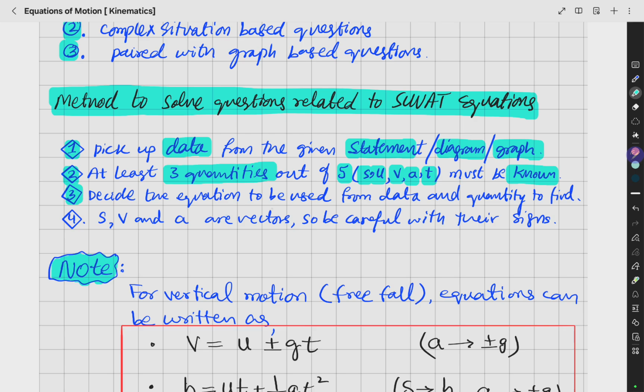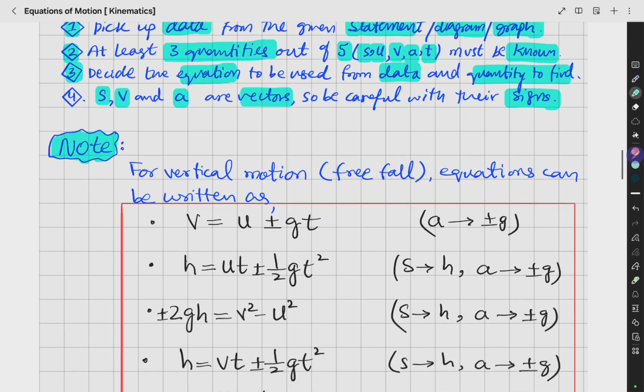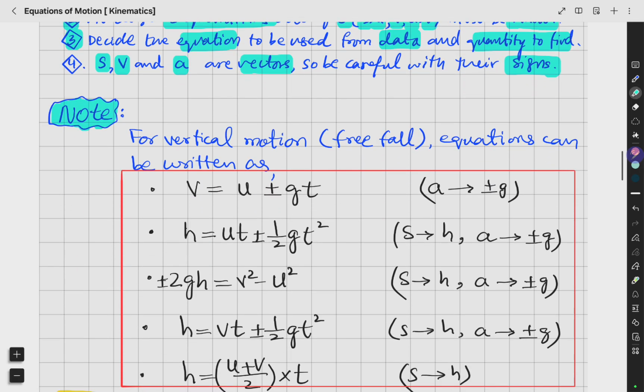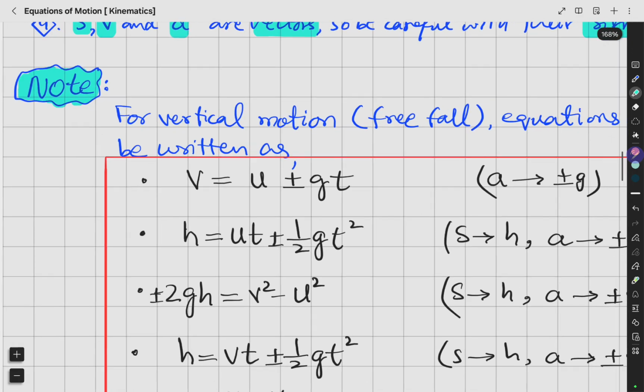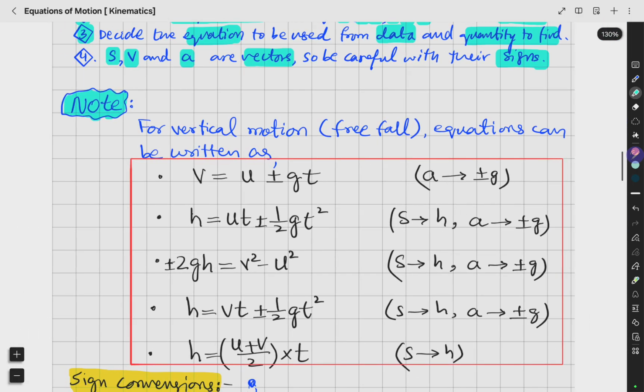Point number 3, decide the equation to be used from the data and the quantity to find. You'll take help from point 2: these quantities are given and I have to find this, and this quantity is missing. So you will decide which of the five equations will help you in finding the unknown quantity. S, V, and A are vectors, so be careful with their signs: displacement, velocity, and acceleration. We have already discussed that, and we will throw some more light on their sign convention as well.